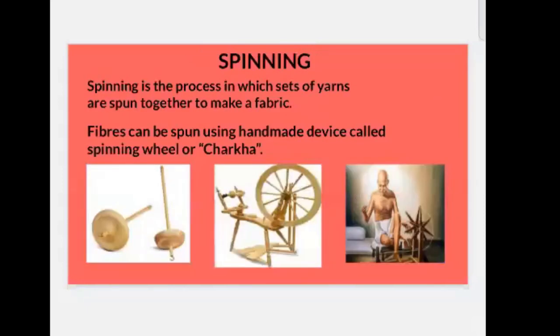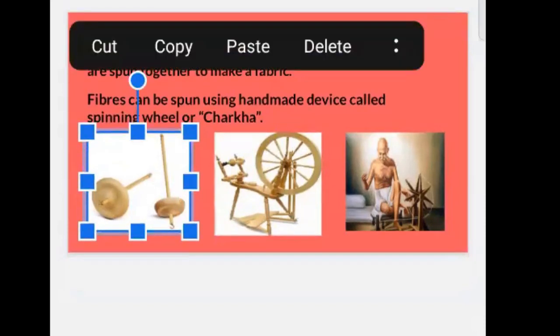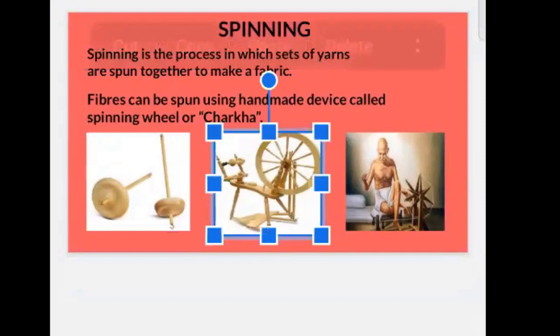I am going to share some of the steps. The first step is spinning. Spinning is the process in which sets of yarn are spun together to make a fabric. Handmade devices are used for spinning. This is called a hand spindle and this is called a charkha.